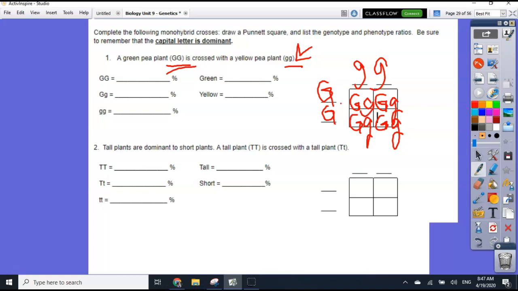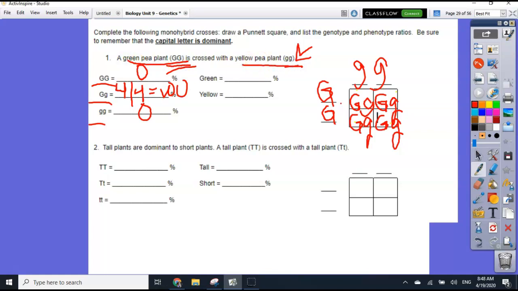Now we've got to look at our percentages. So what percentage are big G, big G? 0, right? What percentage are big G, little g? Well, I can count 1, 2, 3, 4. So 4 out of 4 is going to be what? 100%, all right? And how many are little g, little g? 0, so 0%. So if we look, green, capital G, is dominant and yellow is little g.